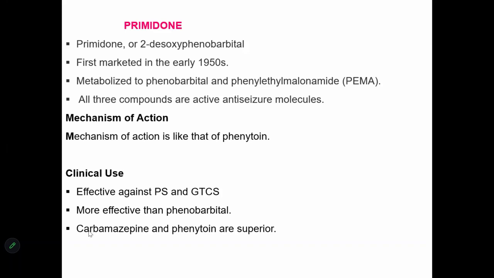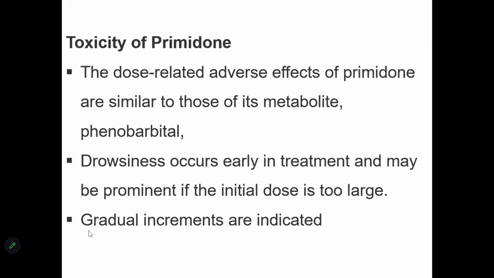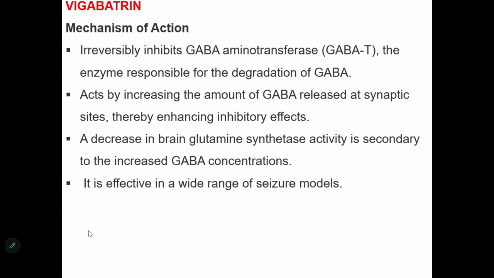Primidone is no longer in use, and therefore we don't even need to spend a lot of time on it. There are other molecules which have come into the market, vigabatrin being one of them. But again, these are new drugs. Its mechanism of action is that it reversibly inhibits GABA aminotransferase, the enzyme responsible for the degradation of GABA. So it leads to the buildup of GABA at the synaptic cleft, and that's why it is called vigabatrin.